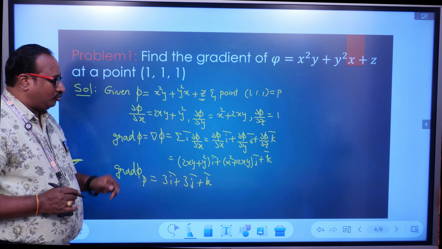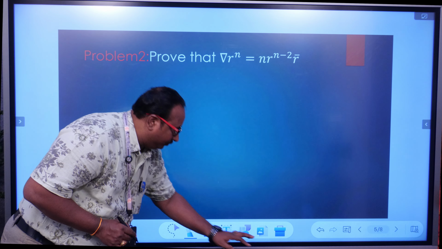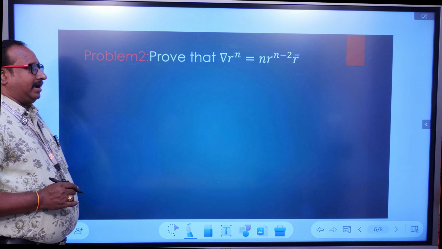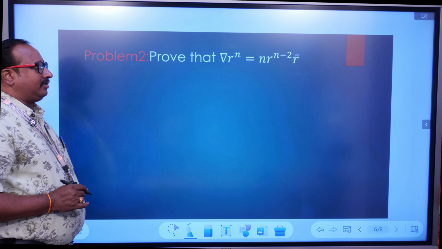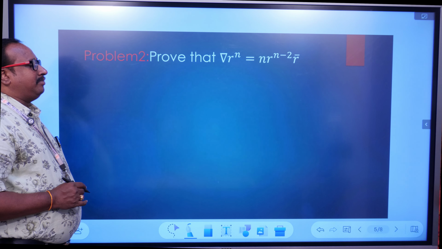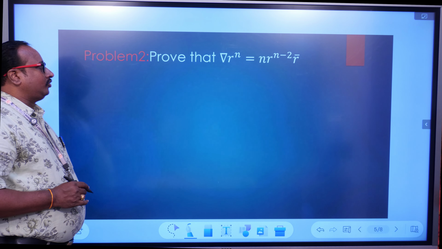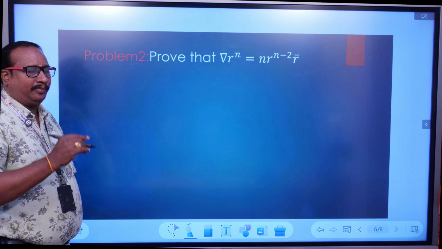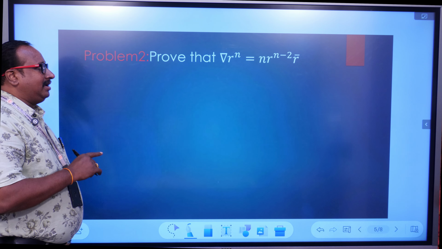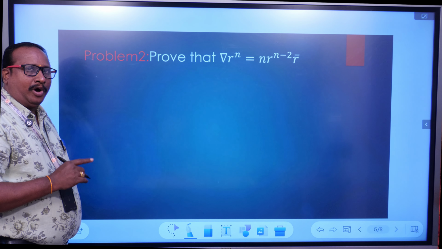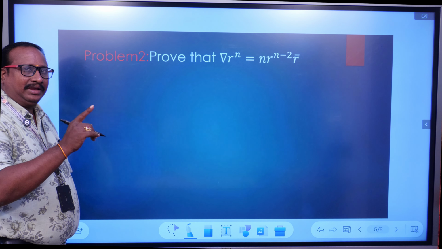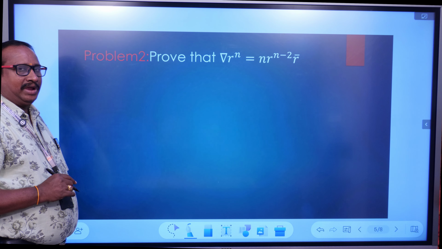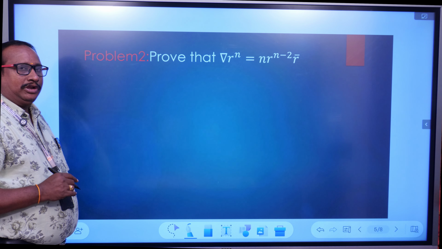Okay. Now coming to the next problem. Prove that del r power n equal to n into r power n minus 2 into r bar. So in previous problem, given one scalar point function and given one point. Okay, but here there is no scalar point function, there is no point. Here we want to prove one equation, that is del r power n equal to n into r power n minus 2 into r bar.